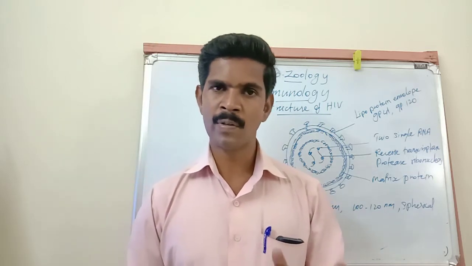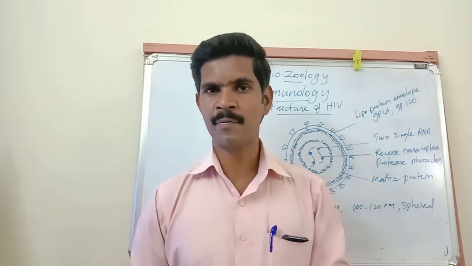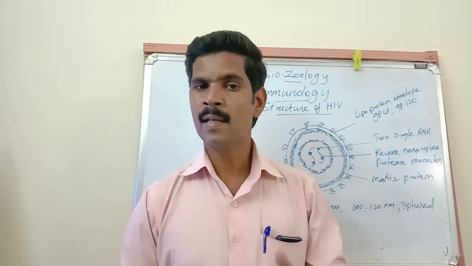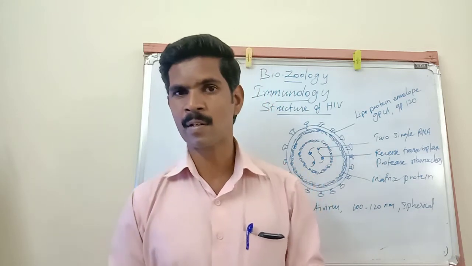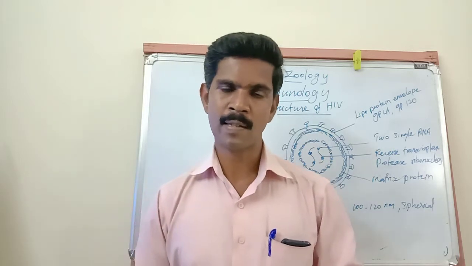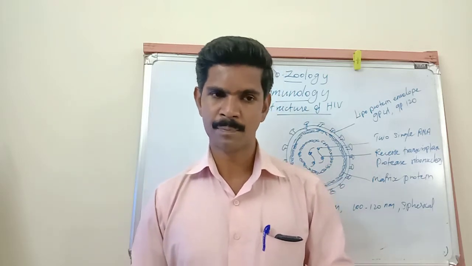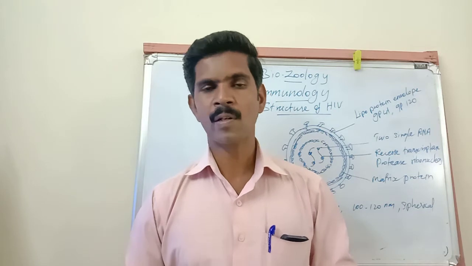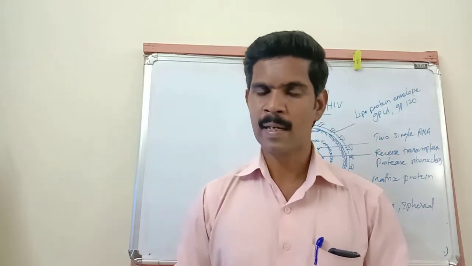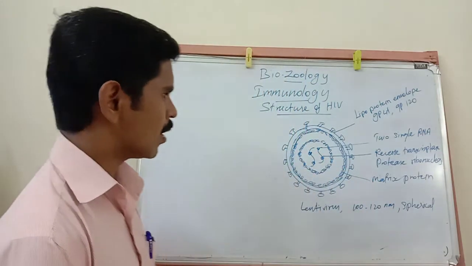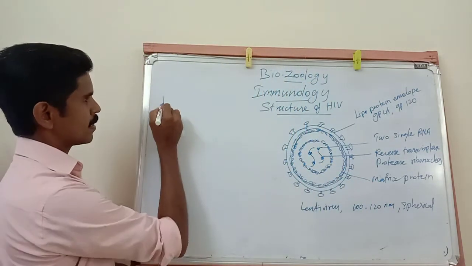Understand? So now we studied two points. First, I gave the definition of immunodeficiency disease. Then I explained the two types of immunodeficiency diseases and the reasons for these two types. Then we are going to study one important example of immunodeficiency disease, AIDS. So now we are going to study this AIDS disease.